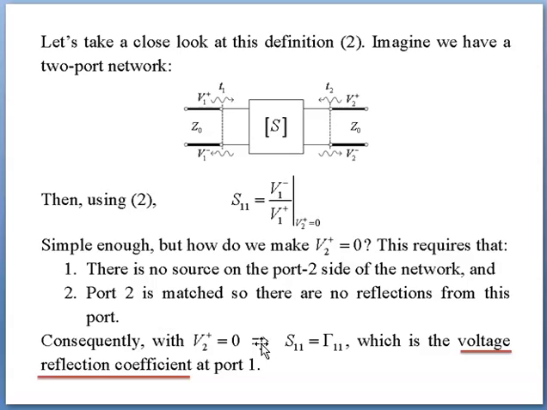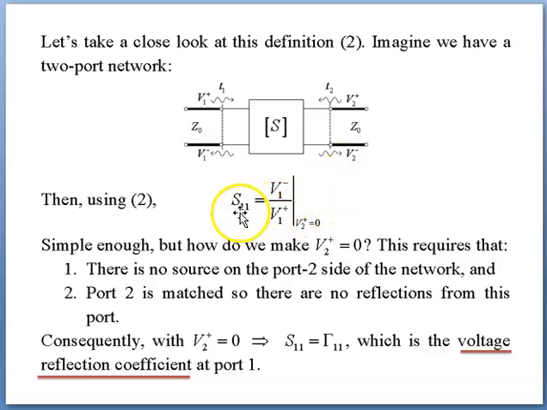Alright, please consider this figure. You have a two-port network. So you have port 1 with V1 plus and V1 minus. V1 plus indicates the incident voltage wave, and V1 minus is the reflected voltage wave. And then you have port 2 with V2 plus, the incident wave, and V2 minus, which is the reflected wave.